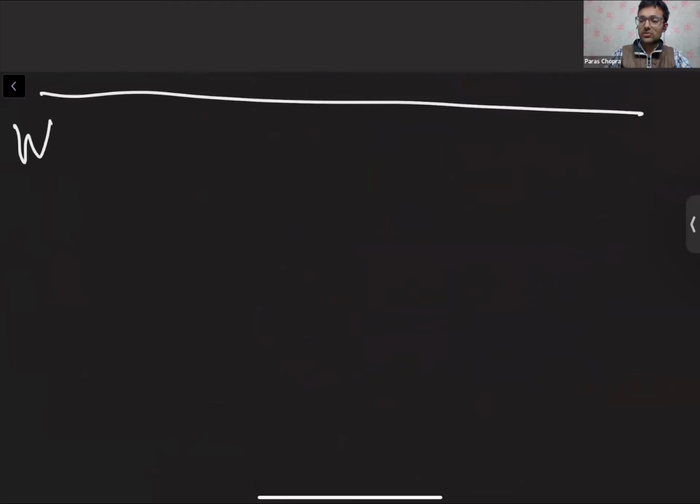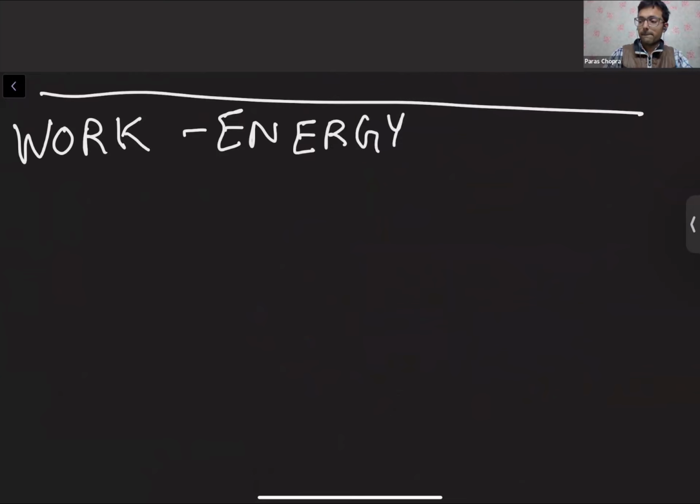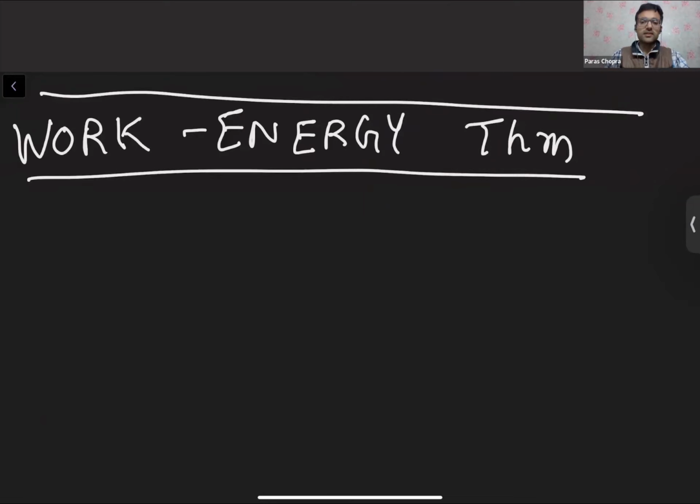Then let's go to the next concept, which is the work energy theorem. Okay, so work energy theorem says that the change in kinetic energy of a body is equal to the work done by all the forces. Okay. So I'm not dictating the definition because it can be found in books, but let us explain the concept.